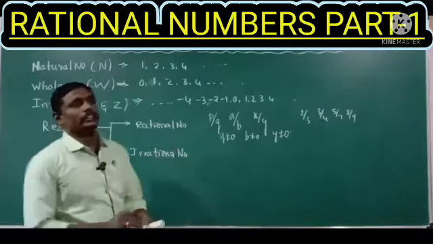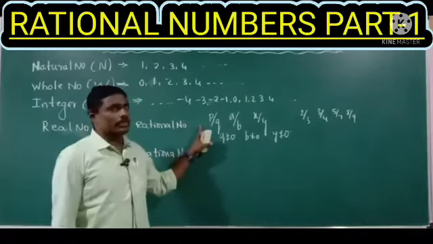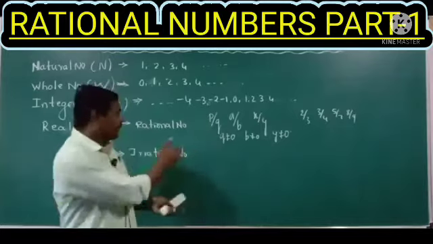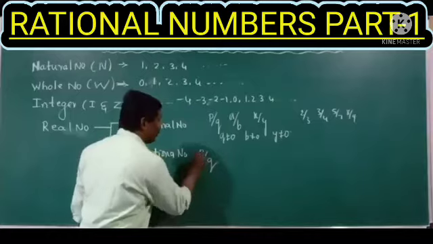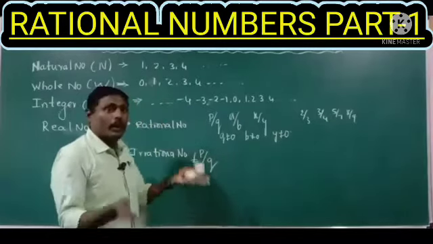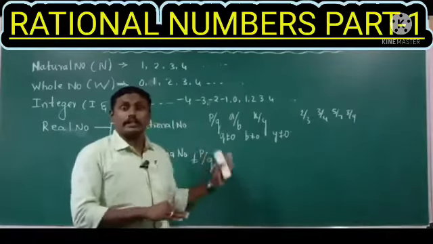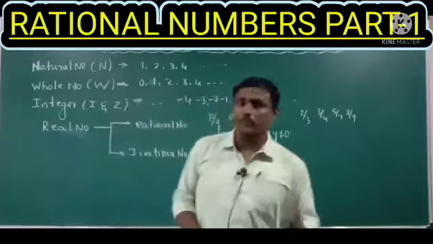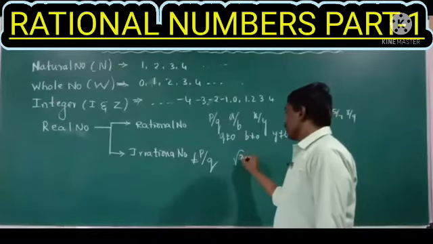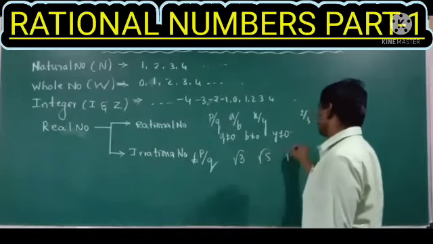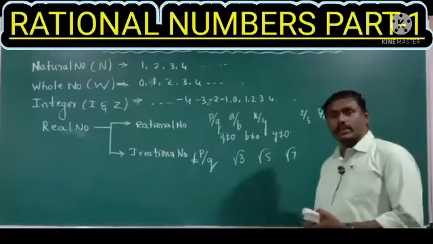Irrational numbers are the opposite. Here we are representing the numbers in the form of p by q, but in irrational numbers we cannot represent the numbers in the form of p by q, or a by b, or x by y. These kinds of numbers are called irrational numbers. For example, root 3, root 5, root 7. So these are the examples for irrational numbers.